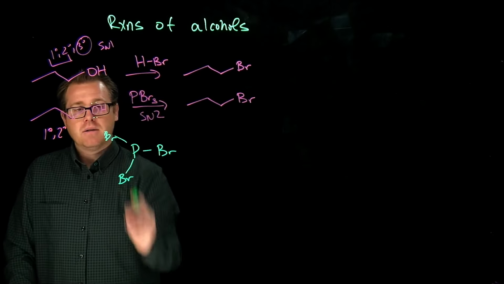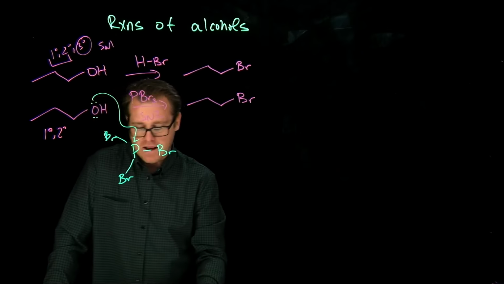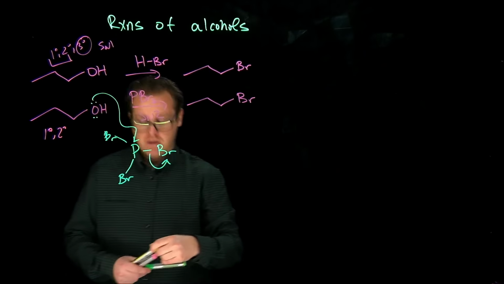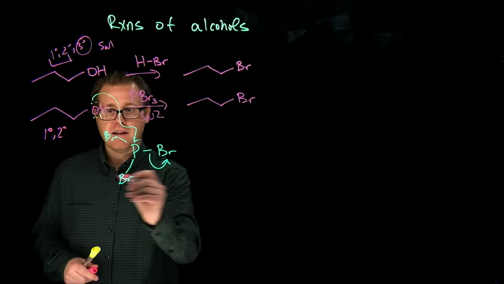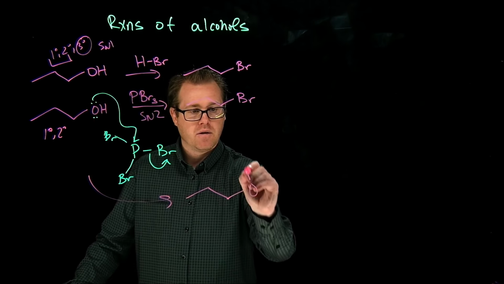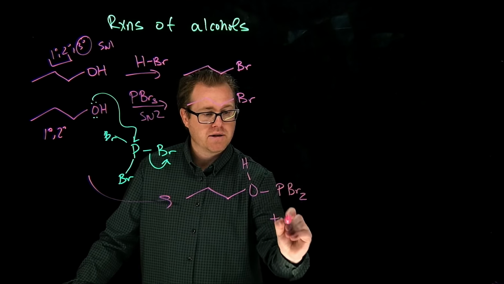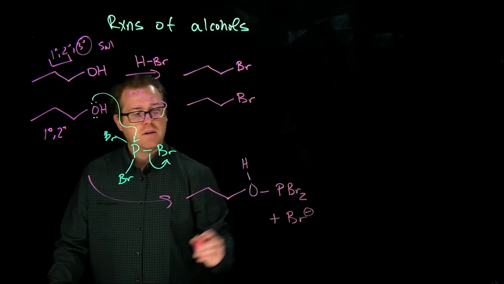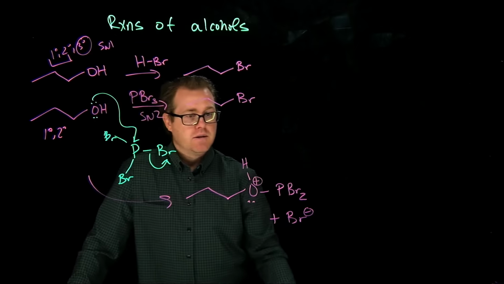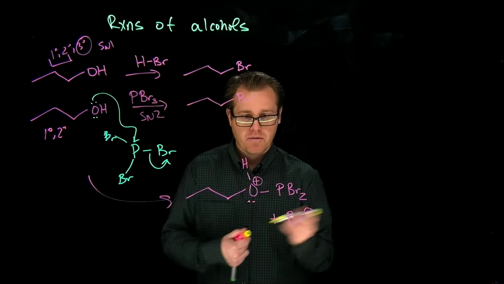Our alcohol is electron rich, so it's going to attack the phosphorus. And as it attacks that phosphorus, that's also going to kick off the bromine. And so that's our first step right there. So that's going to give us, draw a hydrogen there, OPBr2 plus our bromide fell off. And our alcohol has to be positively charged.